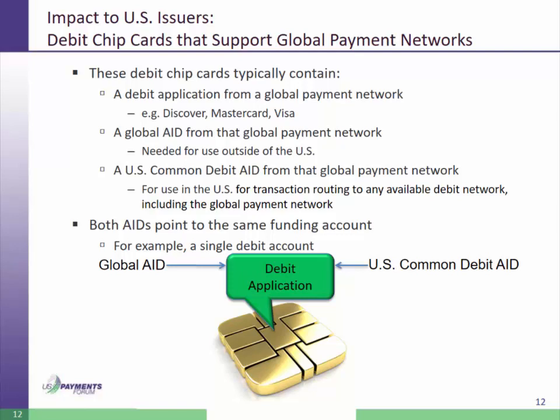The global AID must be used outside of the U.S. since terminals outside of the U.S. will not support a U.S. Common Debit AID. The U.S. Common Debit AID can be used along with the global AID in the U.S. to facilitate routing choice to both global and regional payment networks.